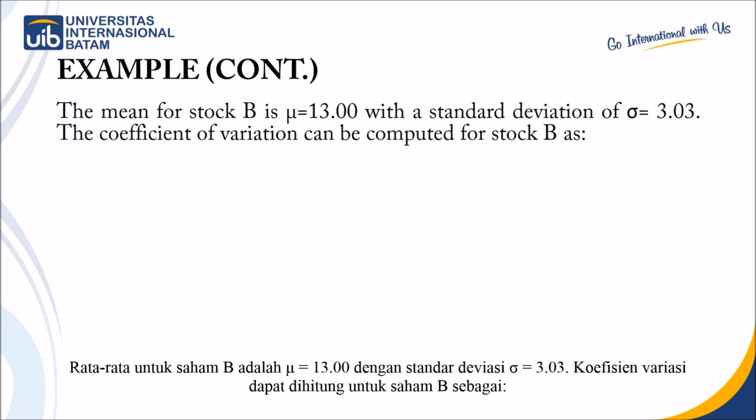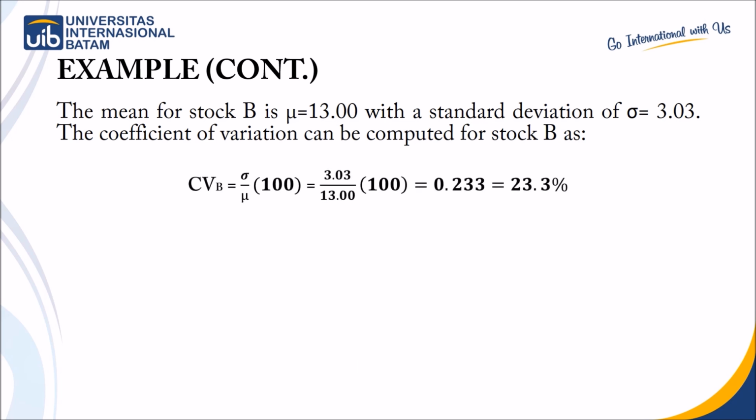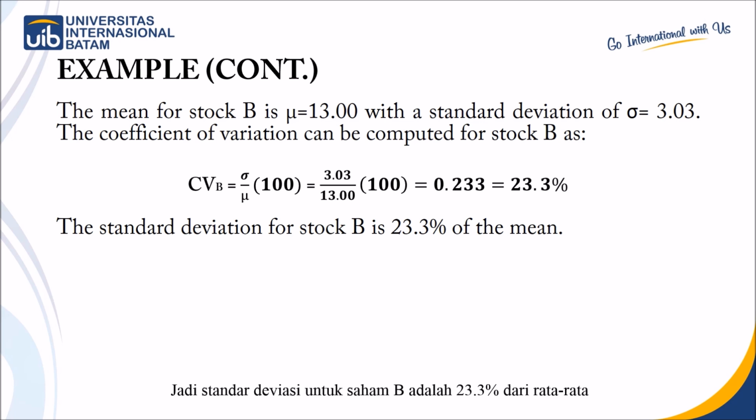The second one, the mean for stock B is 13 with a standard deviation of 3.03. The coefficient of variation can be computed for stock B as CVB equals 3.03 per 13 times 100 equals 0.233 equals 23.3%. So, the standard deviation for stock B is 23.3% of the mean.